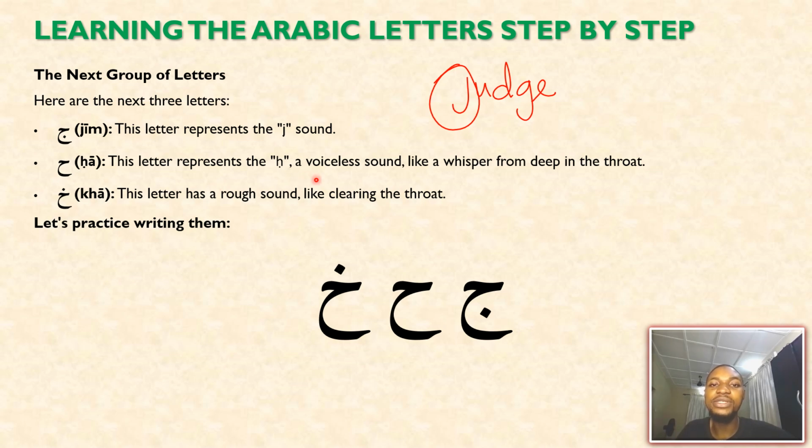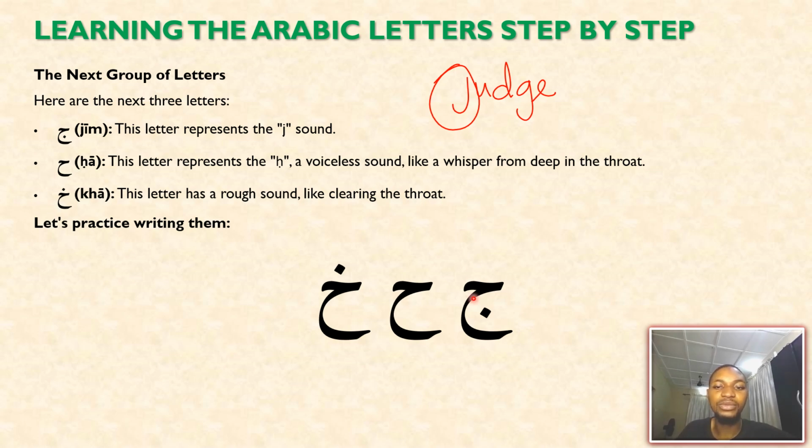So it says here, a voiceless sound, like a whisper from deep in the throat. It means when you're pronouncing this Ha, it is Ha, just like you want to whisper. Okay, then the third one here we have Kha. This letter has a rough sound. You can say Kha as if you want to hawk or expectorate, like you're clearing your throat.